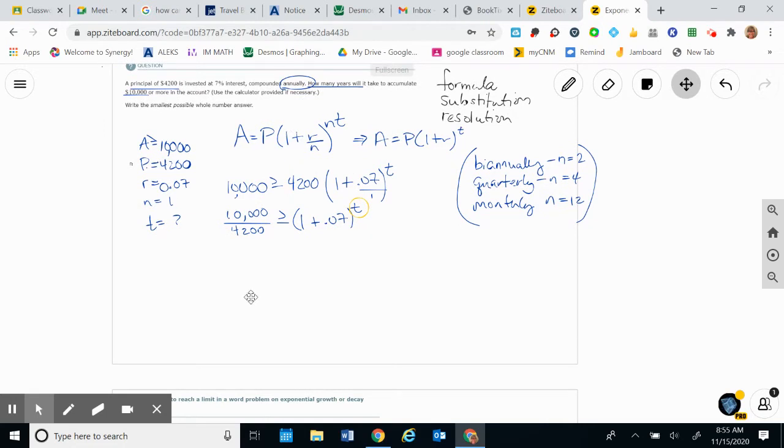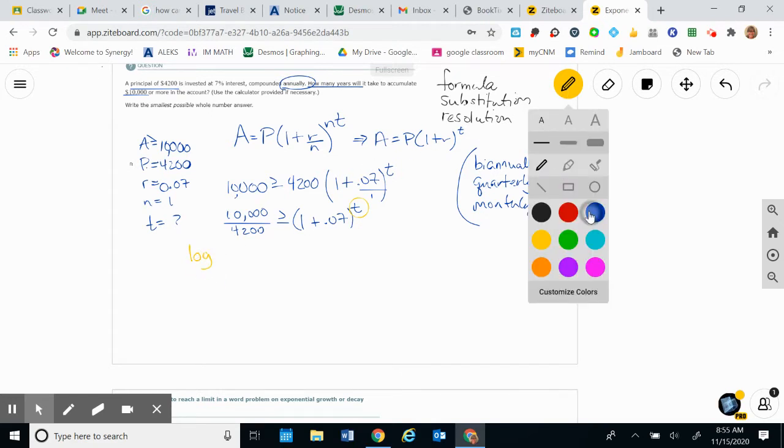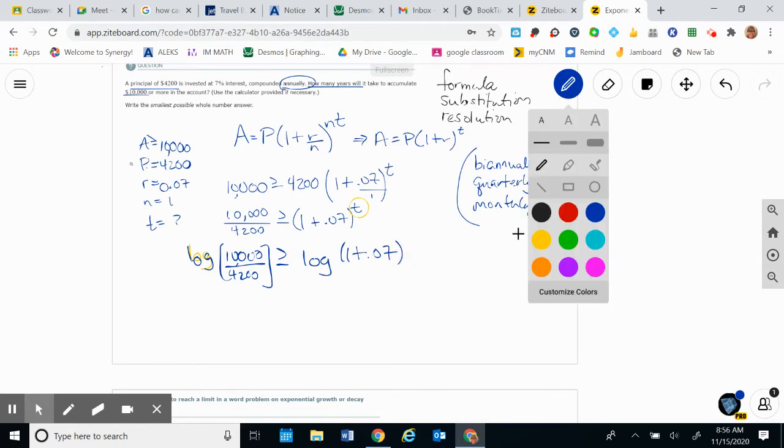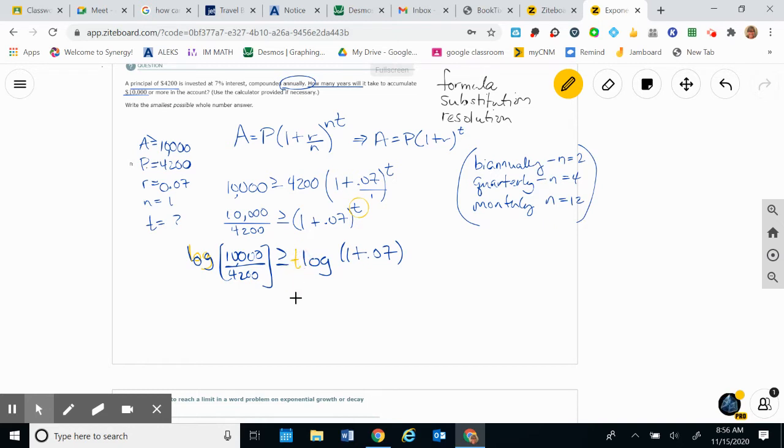And I'm going to shrink it down to try to get more space here. Okay, so I'm going to take the log of both sides. Taking the log means write the word log, okay? Log, here we go. I'm going to actually get back to blue. So I'm going to take the log of both sides. So 10,000 over 4,200, okay, greater than or equal to, and then it's going to be log of 1 plus 0.07, and then we're going to bring down the t. I'm going to go ahead and put that in a different color because why not? So we brought down the t.